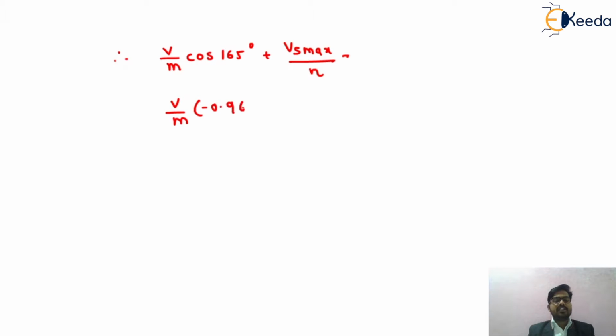So for the sake of that, I can again write the equation: V by m into cos 165 degree plus V s max divided by n is equal to, now we can compute. Okay, so this will be the required solution. As we know, cos 165 is, now we can rewrite that, V by m. So what should be the value of cos 165? That will be minus 0.966 plus V s max n.